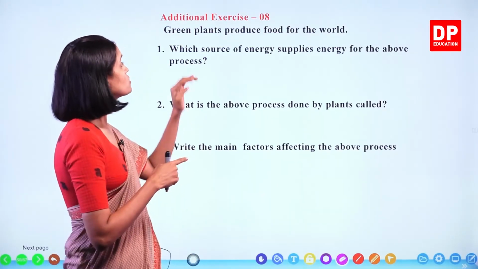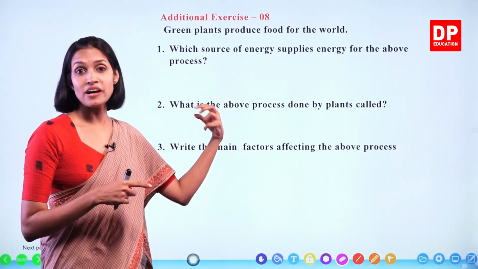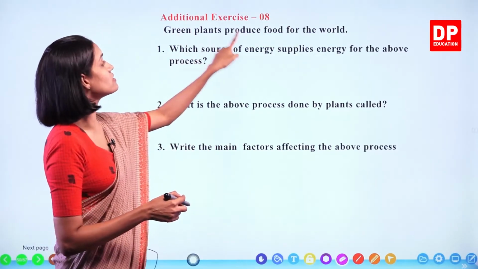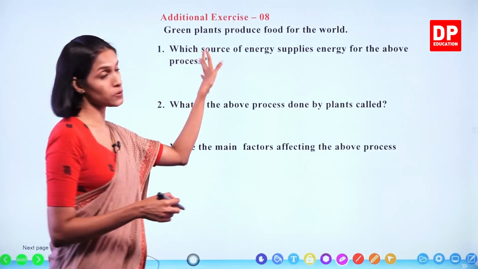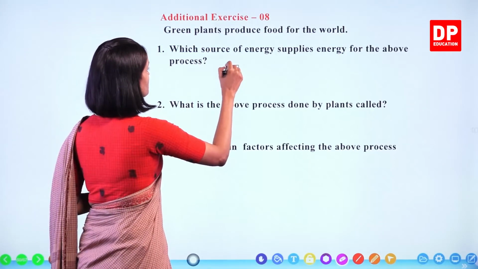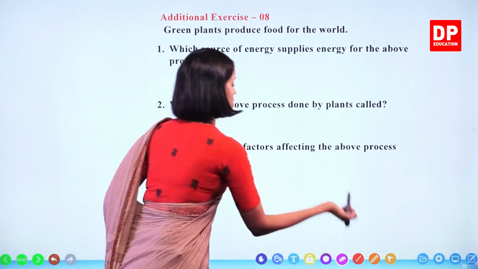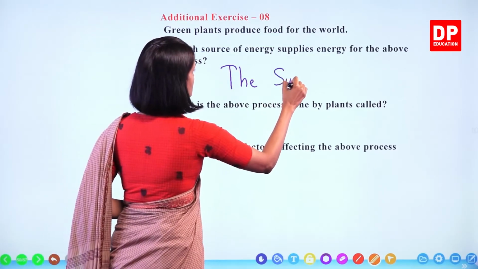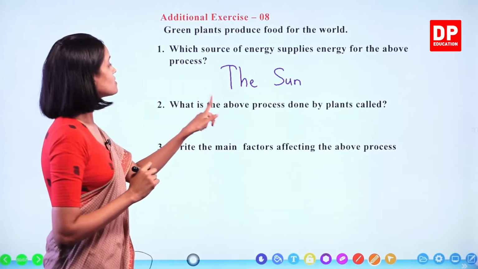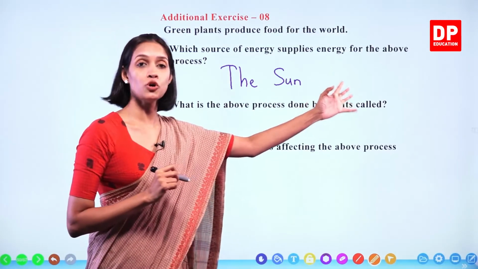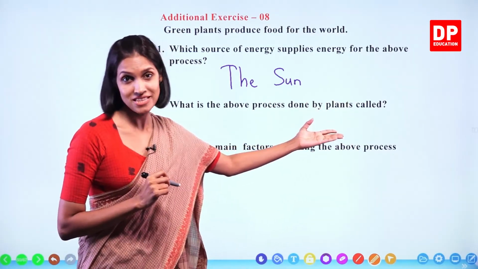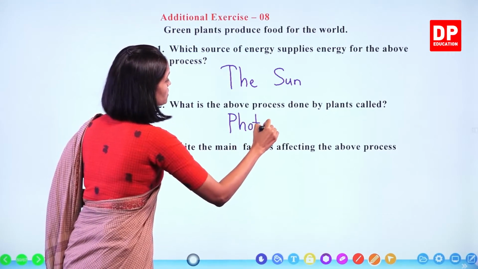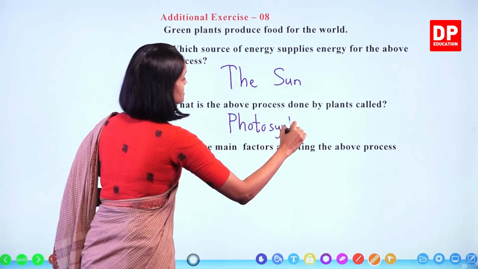Okay, children? So, energy is obtained by solar energy or the sun. Which source of energy supplies energy for the above process? The sun. What is the above process done by plants called? It is called photosynthesis.